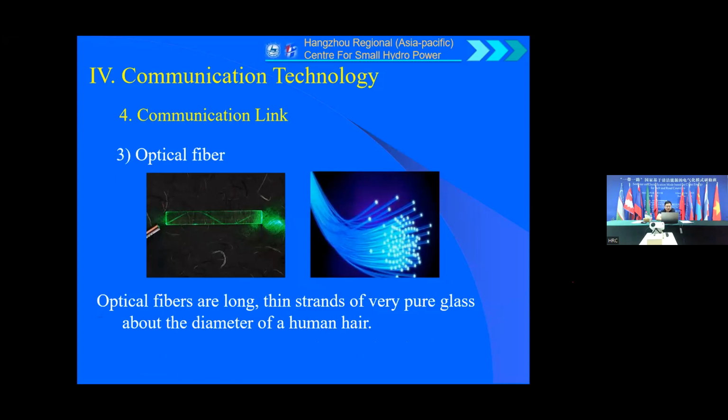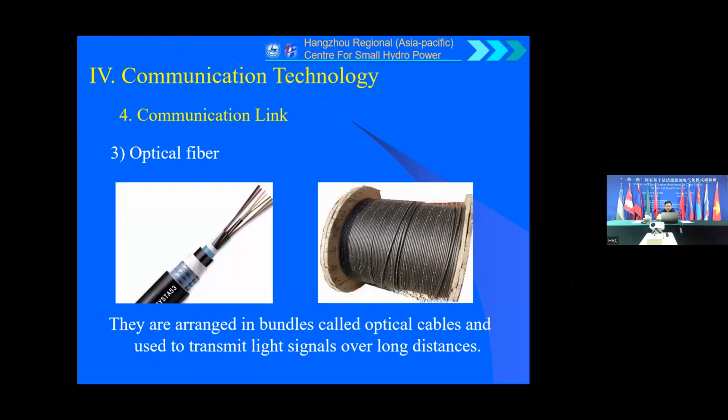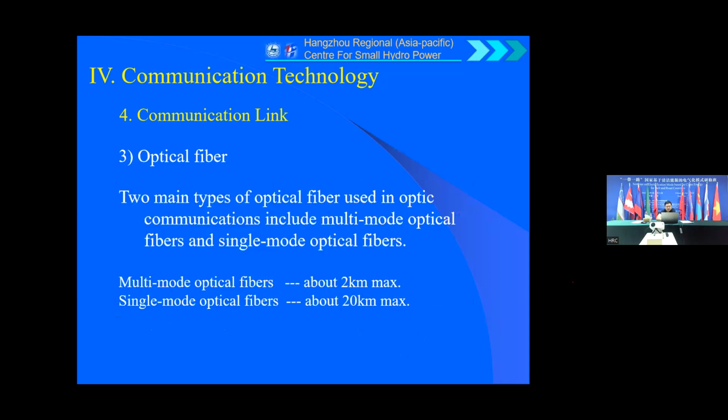Optic fibers are long, thin strands of very pure glass about the diameter of a human hair. This is the optic fiber. They are arranged in bundles called optic cable and used to transmit light signals over a long distance. There are two kinds of optic fiber. The first one is the multimode optic fiber, with a distance of only about 2 kilometers maximum, and another is the single mode optic fiber, whose communication distance can reach 220 kilometers maximum. So if we want to communicate with devices over a long distance, the best choice is the optic fiber.